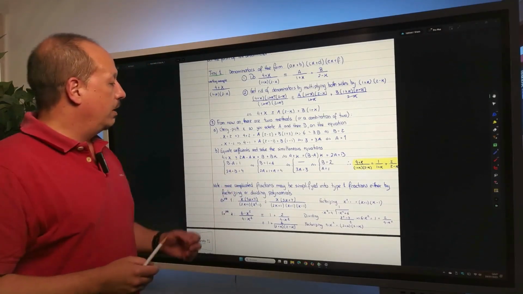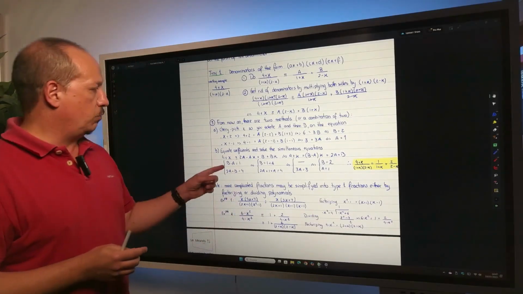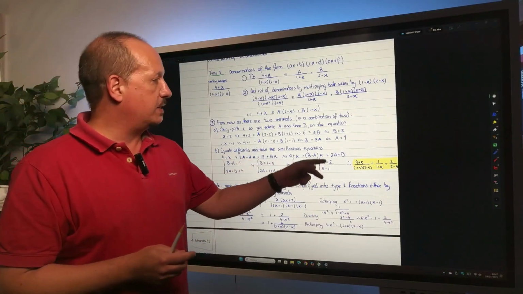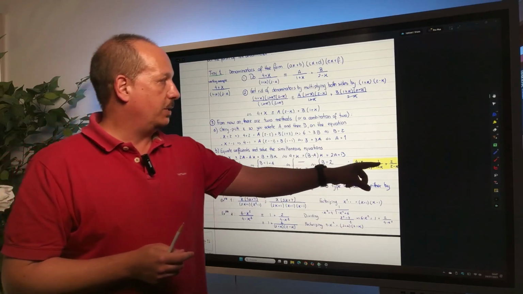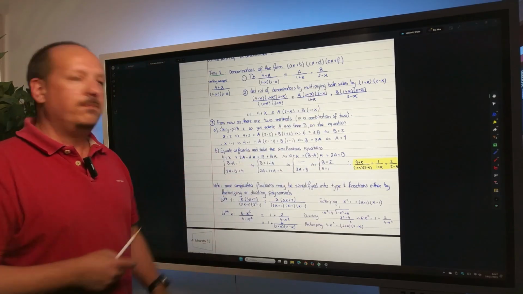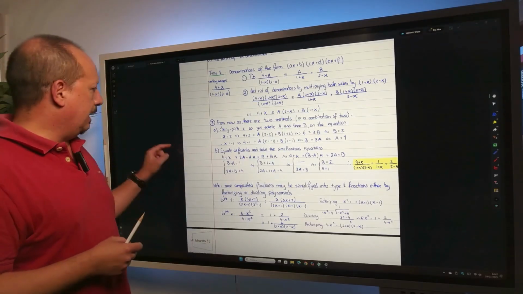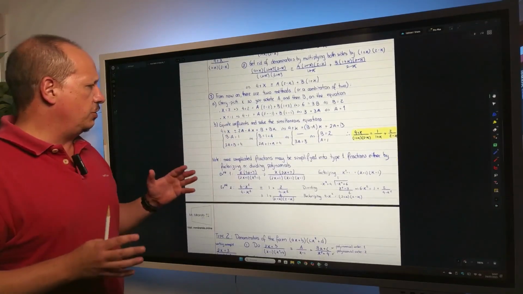You have now a very simple set of simultaneous equations, and you solve them, and you should have the same result as before. b equals 2 and a equals 1. So again, you have the same result. Okay? Now, a thing that you need to pay attention to.